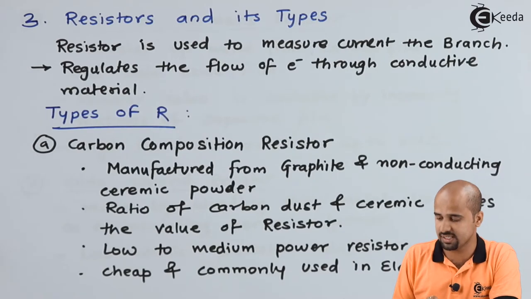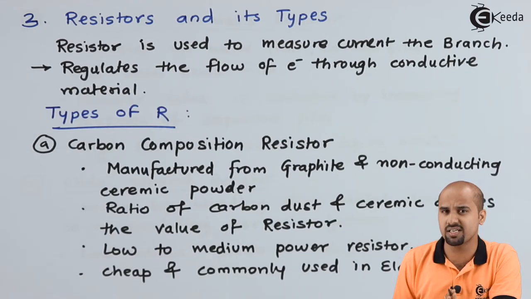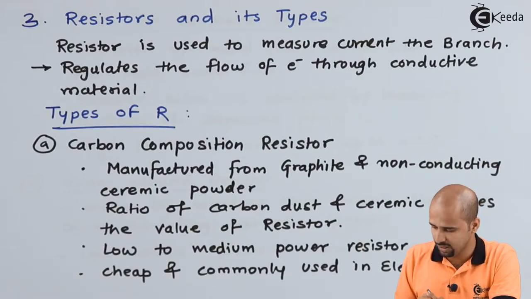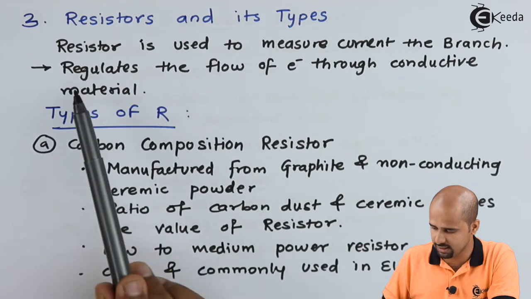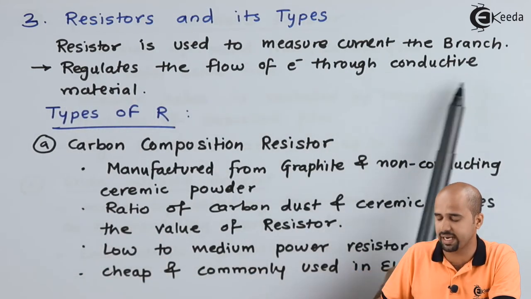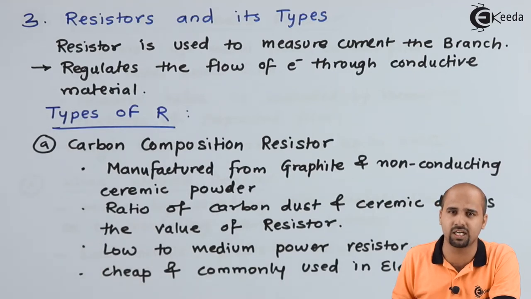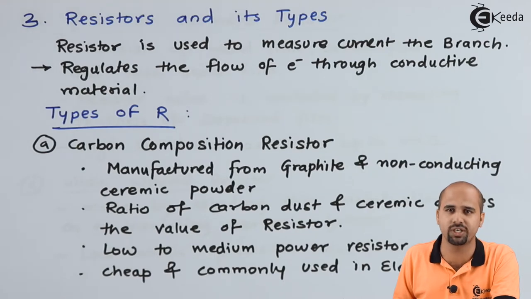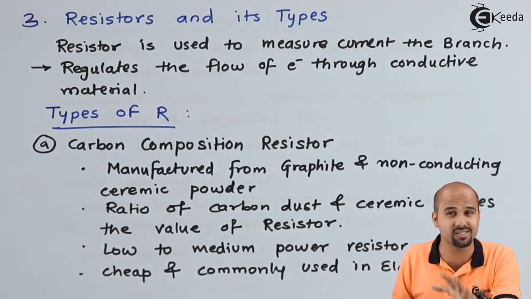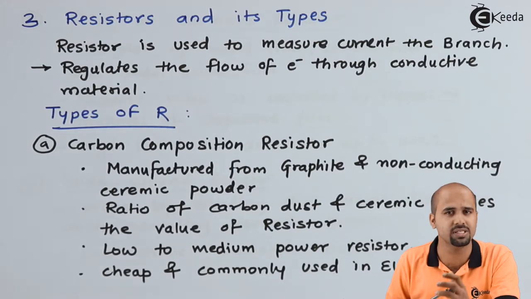Let us see first the resistor and its types. Basically, a resistor is a passive device used to oppose the flow of current, and that is why R is equal to V upon I. The resistor regulates the flow of electrons through conductive material. As the material is conductive, there is flow of charges, flow of electrons. But due to material property, we oppose the flow of these electrons and restrict the velocity of the flow of charge. That means we are resisting the flow of charge, that means current.